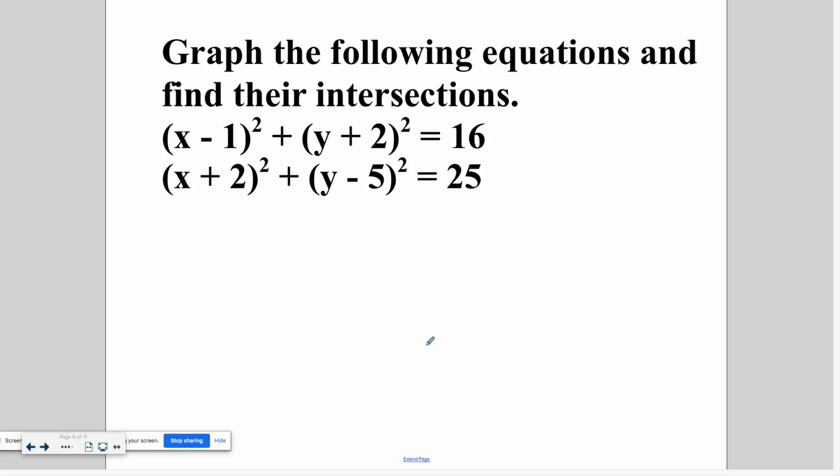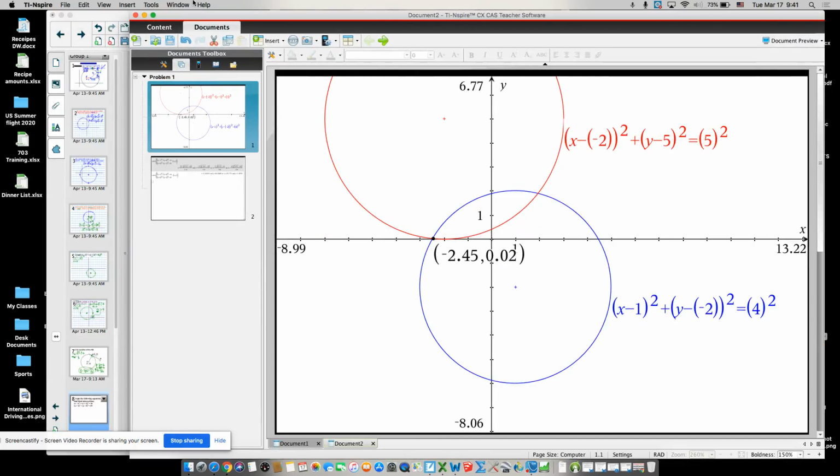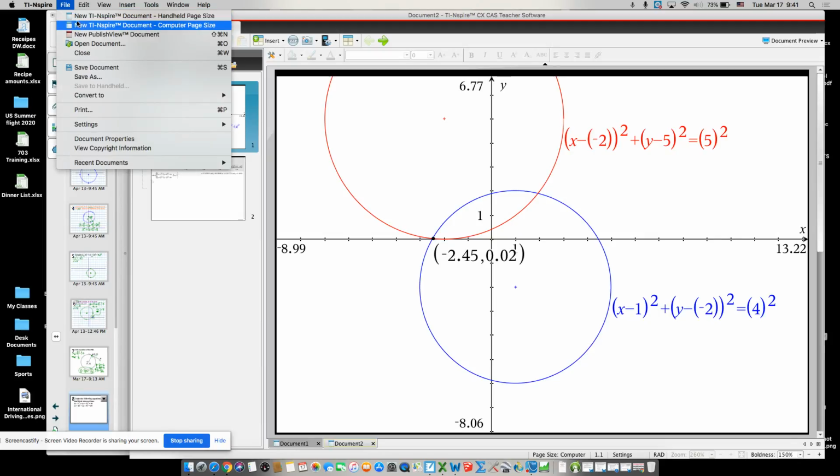So you're going to need your TI-Nspire. So if you want to pause your video and then get the TI-Nspire fired up, we're going to graph these two equations out on the TI-Nspire. And it's going to look something like this, but I'll start fresh for you. So get your TI-Nspire, open up a new computer page size. I don't really like the handheld, it's too small. So computer page size would be good.